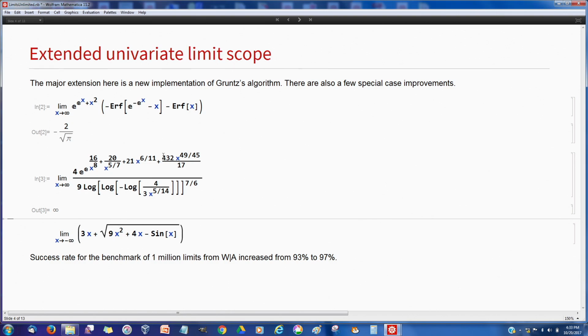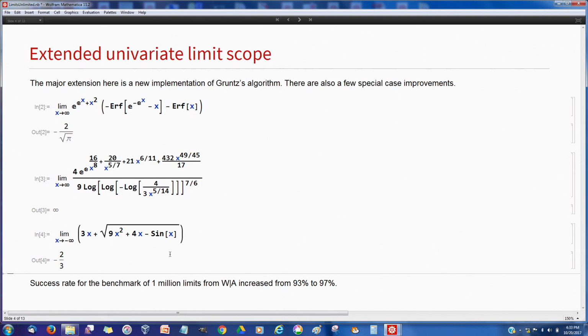Here it is. And so we used the benchmark of 1 million limits collected from Wolfram Alpha, and we improved success rate from 93% to 97%, or in other words, failure rate is more than twice lower than it was. That sounds better.